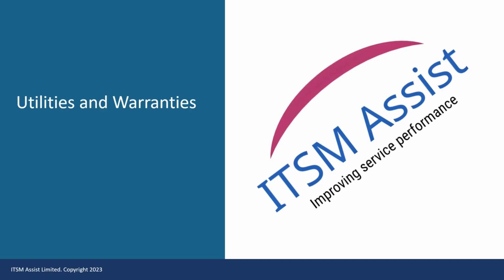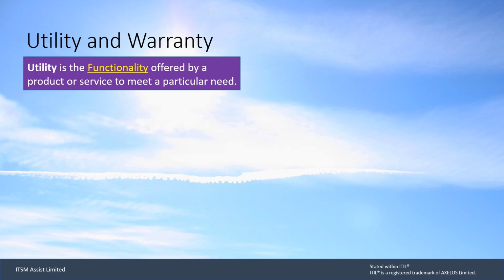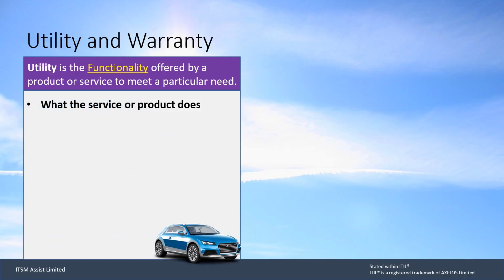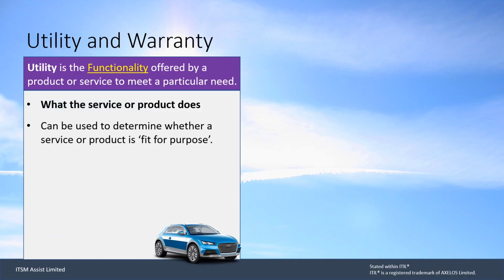Firstly, for those who are not that familiar with utilities and warranties, or have since forgotten, let's first understand utilities and warranties. Utility relates to the functionality offered by a product or service to meet a particular need. Utilities describe what the service or product does and can be used to determine whether the service or product is fit for purpose. Utilities define the required functional values. Utilities relate to what the service or product does, or in fact, what the customer wants.